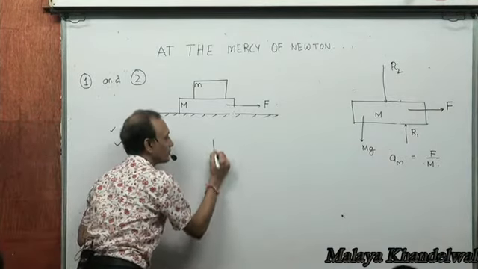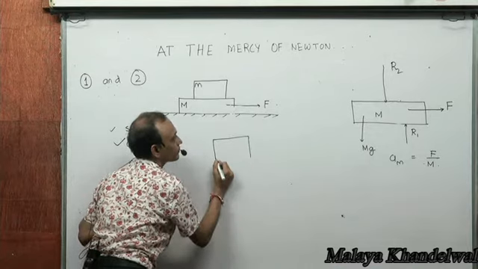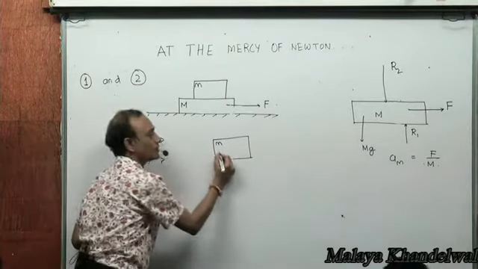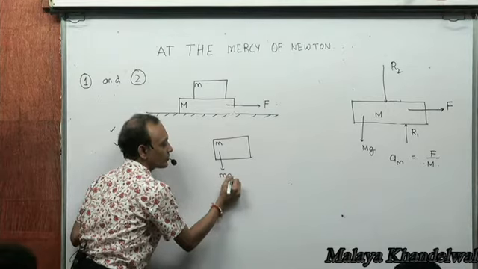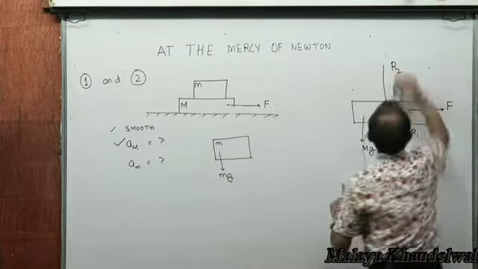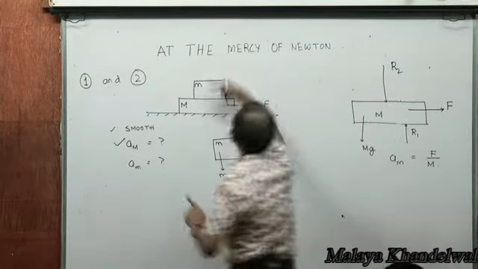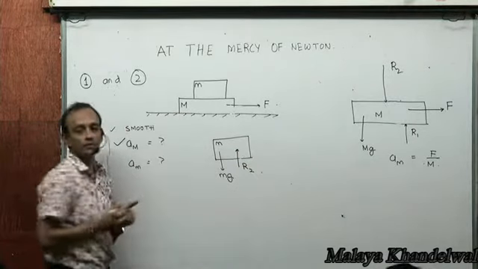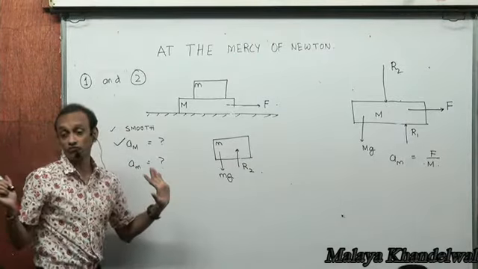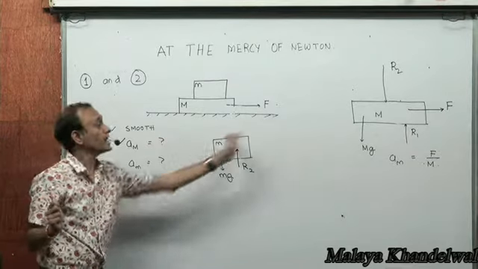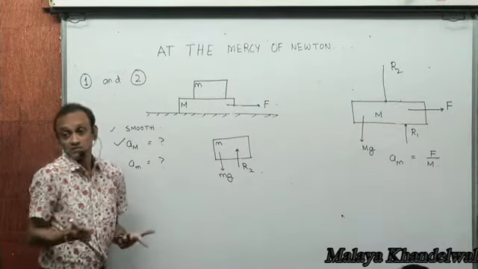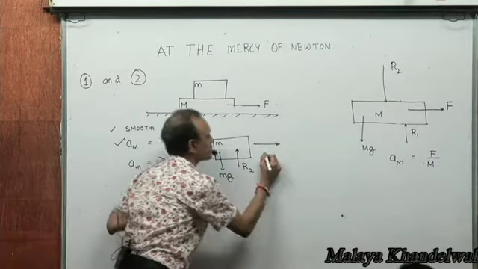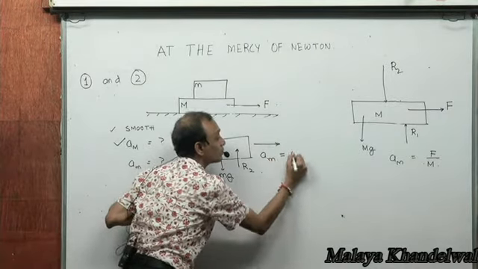Now look at small m. Free body diagram of small m. What are the forces acting on small m? Gravity downwards. Small m exerts on capital M R2 downwards, so capital M will exert on small m R2 upwards. Is this not the summary of all forces acting on small m? What's the acceleration of small m? Zero. See, there is no force in this direction on small m. So acceleration of small m will be zero.